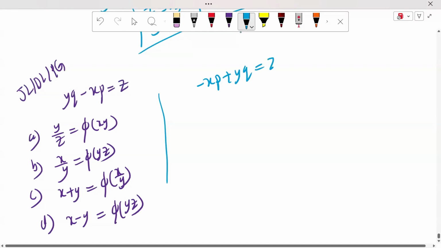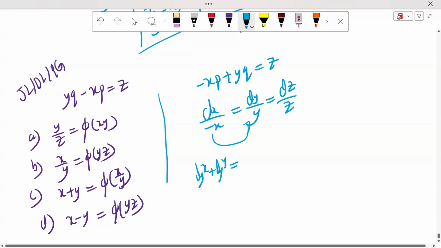into q is equal to z. It is nothing but dx by minus x, dy by y, dz by z, sir. We can take the first two fractions. Integrating on both sides, log x plus log y is equal to log c. So it is nothing but xy is equal to c1.